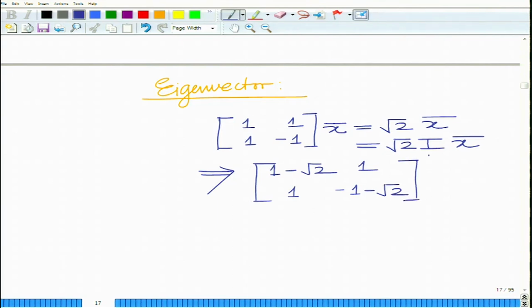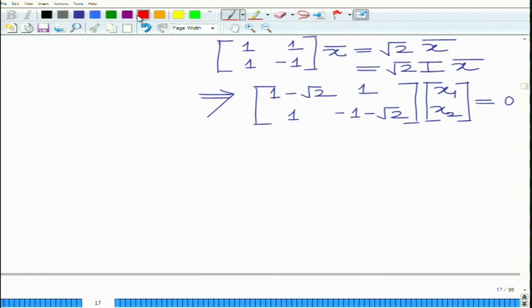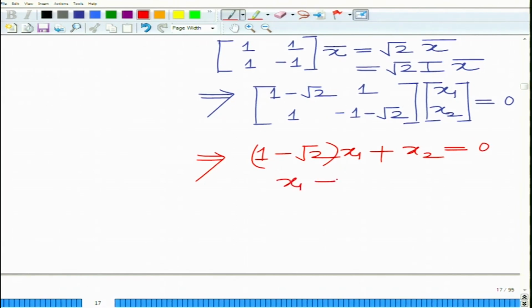Now, I will write x bar as a 2-dimensional vector x1 x2, equal to 0. Now, this implies that you get equations in x1 and x2: 1 minus square root of 2 into x1 plus x2 equal to 0, okay, and x1 minus 1 plus square root of 2 into x2 equal to 0.